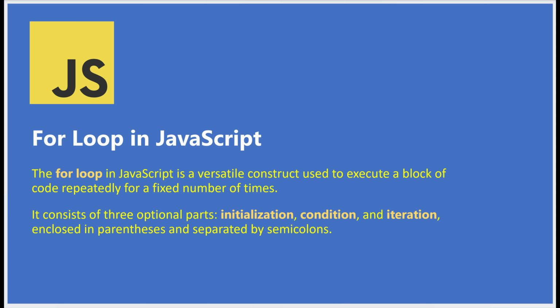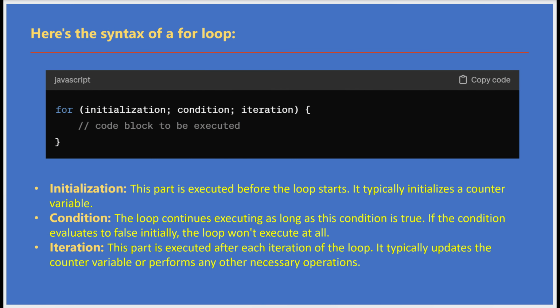This construct, as versatile as it is dependable, comprises three optional parts. These are initialization, condition, and iteration. They're enclosed in parentheses and separated by semicolons, like a trio of code performing a synchronized dance. Let's examine the syntax: for (initialization; condition; iteration).